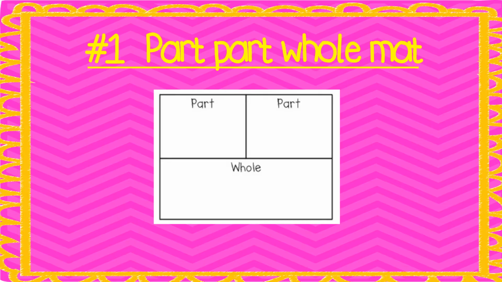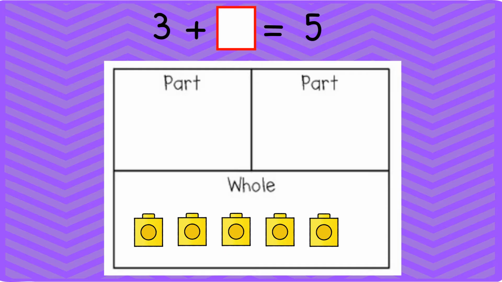Strategy number 1, part whole mat. So here we have the mat, and we have the equation up at the top. It says 3 plus blank equals 5. At the bottom part of the mat, where it says whole, we have some Unifix cubes. The Unifix cubes are going to match the total number, which is 5. So we have 5 Unifix cubes at the bottom. And the other number that we do know is one of our addends, the number 3.